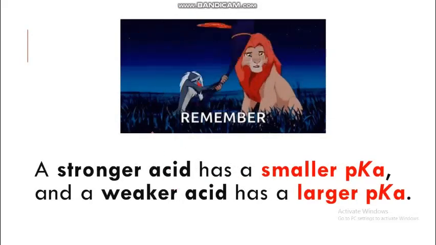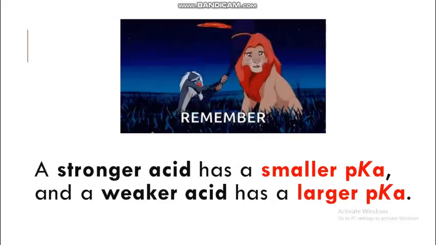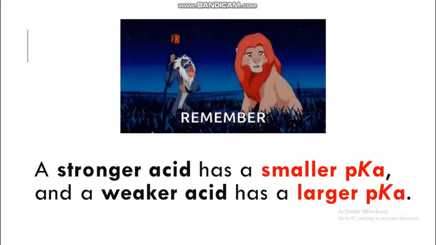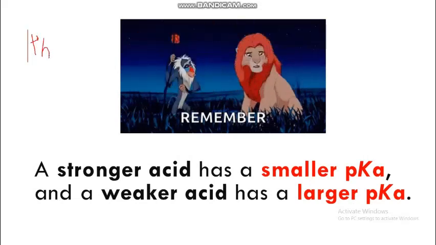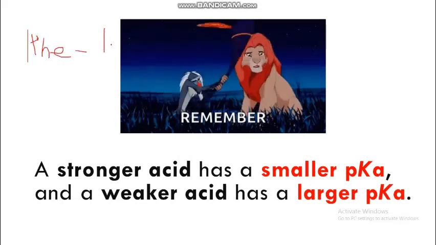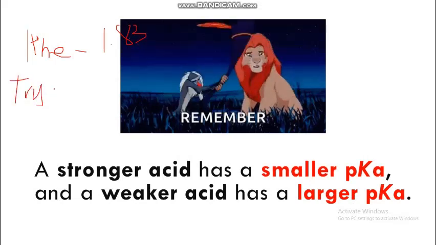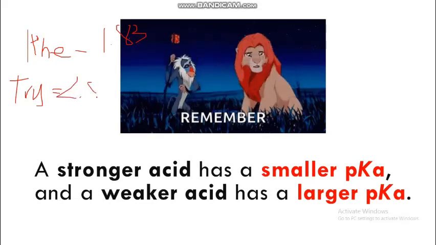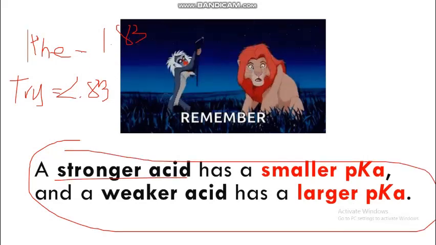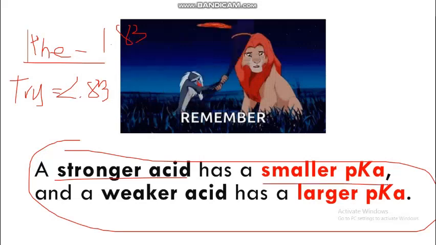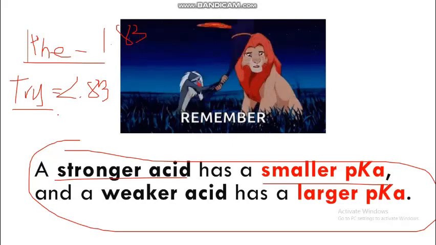So, let us remember that a stronger acid has a smaller pKa and a weaker acid has a larger pKa. So, for example, ang ating phenylalanine, an amino acid, has a pKa of 1.83. And ang tryptophan natin, it has a pKa of 2.83. So, in this statement, the stronger acid would be the phenylalanine because it has a smaller pKa. And a weaker acid is the tryptophan. Okay.